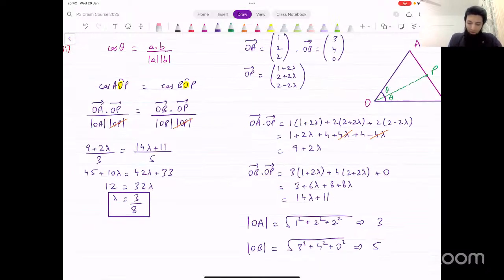Okay. OP magnitudes can be cancelled out, but we cannot cancel out OP and OP. The vectors OP cannot be cancelled out. That would be wrong because these are vectors that are multiplying. Vector multiplication is not like normal multiplication where you have numbers multiplying. You cannot do anything with this unless you first evaluate the dot product, right? You first have to evaluate the result of that dot product, and then you can do anything after that.